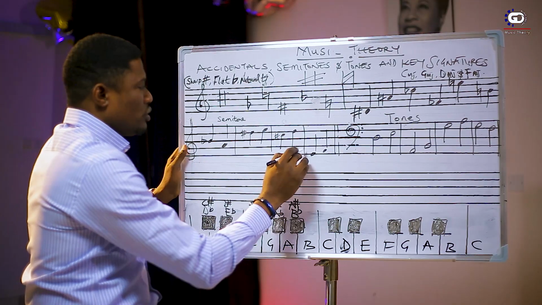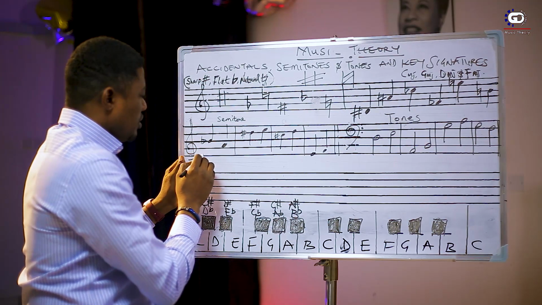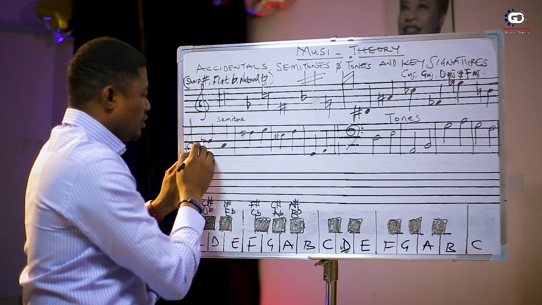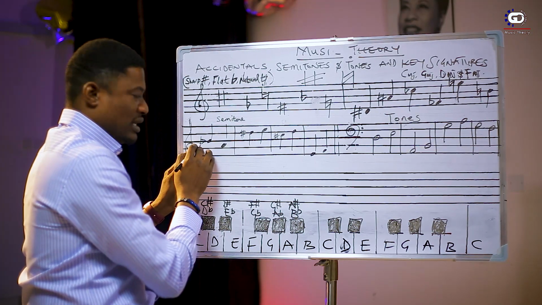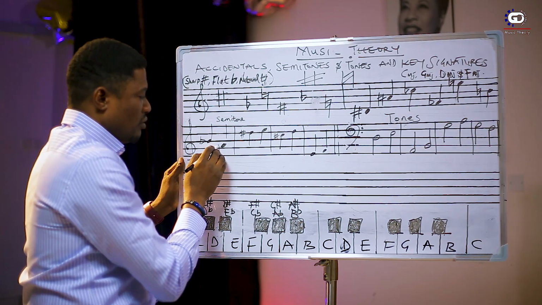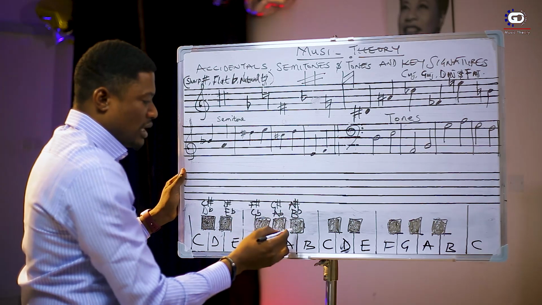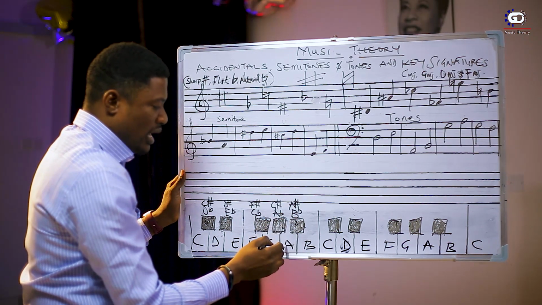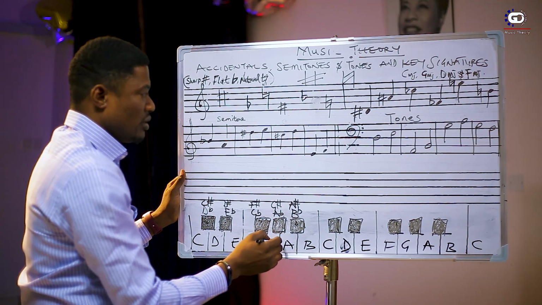Now let's see the examples we have here. Now remember, our lines and spaces: Every Good Boy Does Fine. So this is B flat. Now B flat to A is a semitone. Let's look at it here. This is B flat. B flat down to A is a semitone, right?